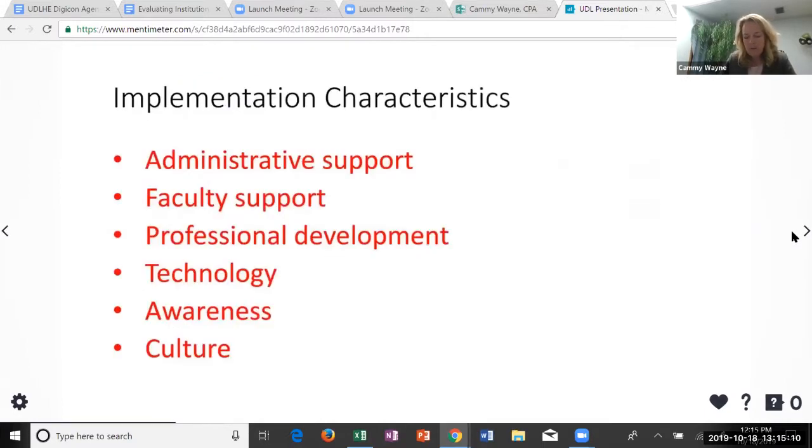So I went through and I pulled a couple of experts in the field to ask them, what are the necessary characteristics for UDL implementation? And these 6 they came up with. We'll explore each of these 6 characteristics and look at strategies within each of them and other activities that can be done to promote the use of UDL and its implementation.